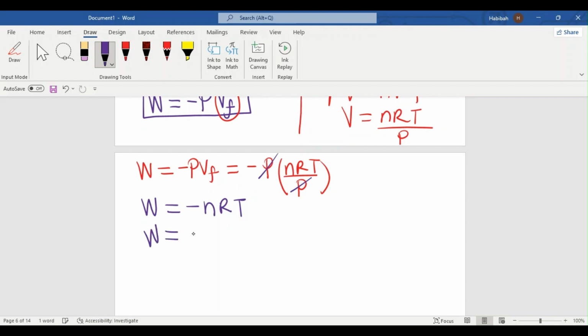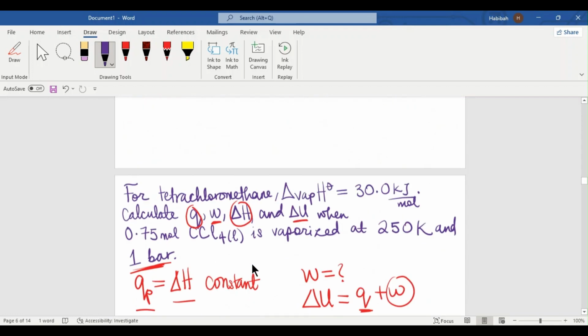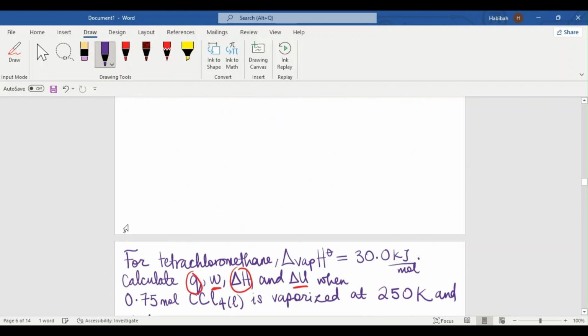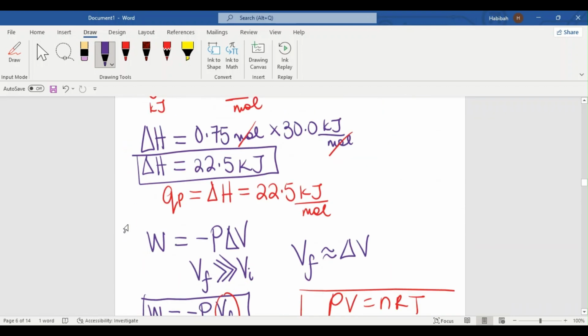So W equals negative, what is the number of moles that we're given again? 0.75 mole. We're told the number of moles. So next we move on to the gas constant. So that will be 8.3145 joule per mole Kelvin, and we've been told the temperature. If we go back to the question, we see temperature is 250 kelvins.